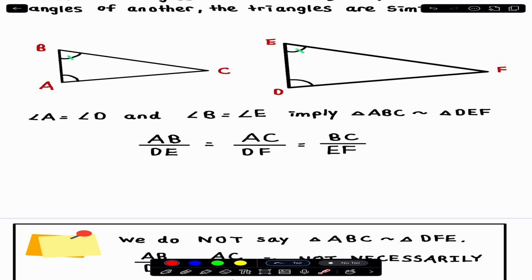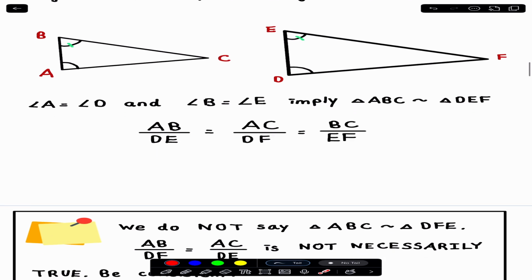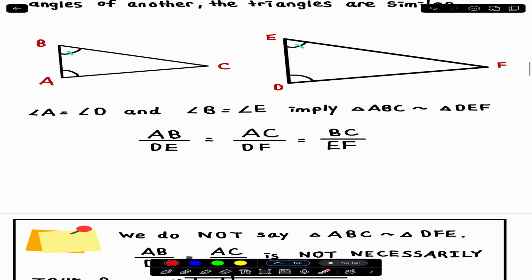So why is this incorrect? Well, if this was correct, it would say angle A is equal to angle D. That is correct, so that's not wrong. The problem is the next letters. This says angle B is equal to angle F. Well, we know angle B is equal to angle E, not angle F. So that's why this is wrong.